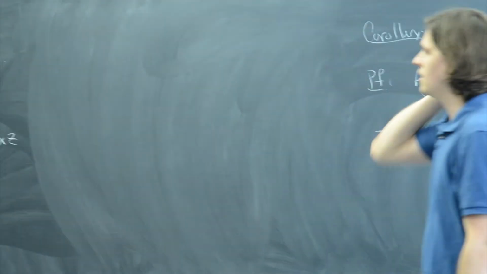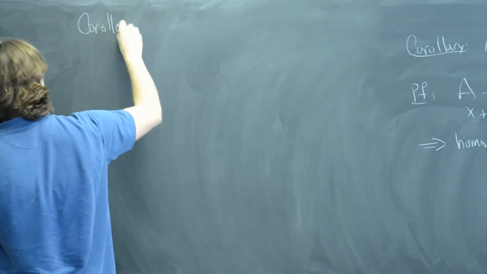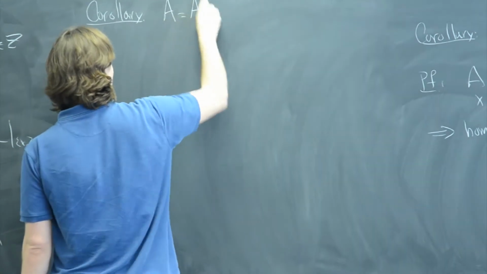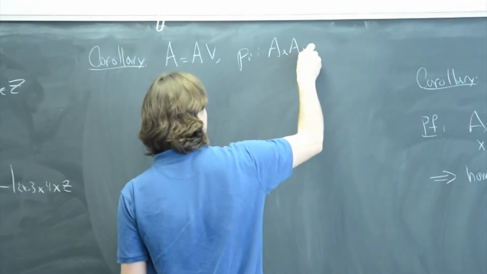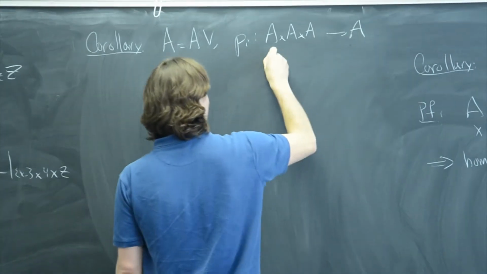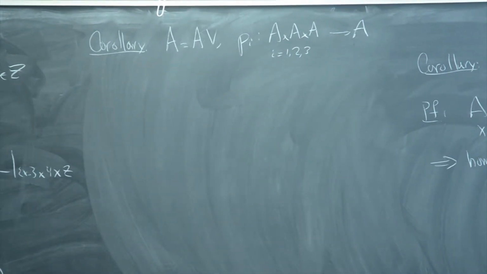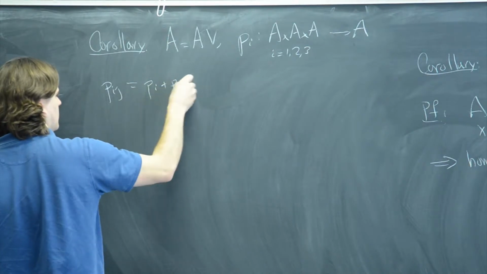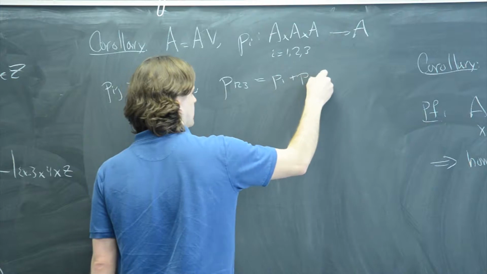Okay, so here's an easy corollary. Let A be an abelian variety, and let Pi be the projection map from A times A times A to A, where i is 1, 2, or 3. And let Pij be the sum of Pi and Pj, and P123 be the sum P1 plus P2 plus P3.